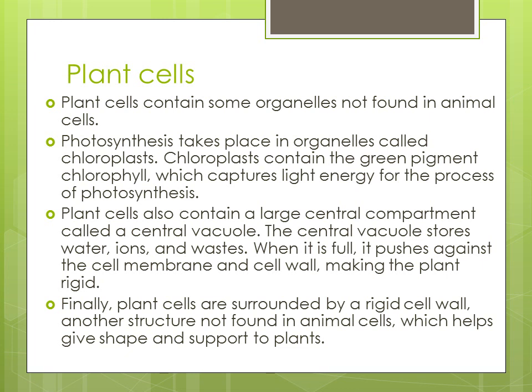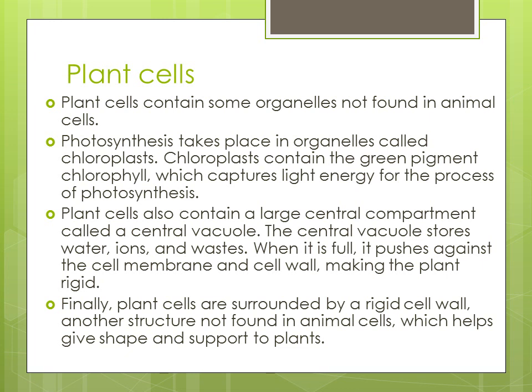Okay, the difference in plants and animal cells is plant cells contain some organelles not found in animal cells. Photosynthesis takes place in organelles called chloroplasts. Chloroplasts contain the green pigment chlorophyll, which captures light energy for the process of photosynthesis. And because humans don't do photosynthesis, we don't have chloroplasts.